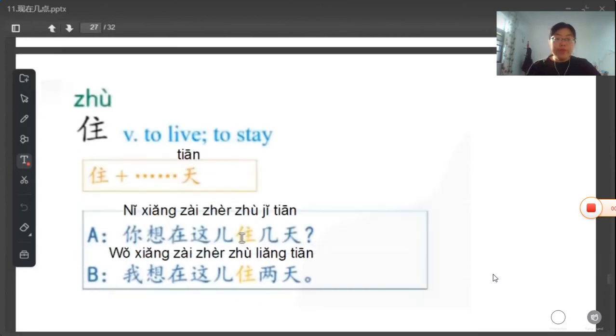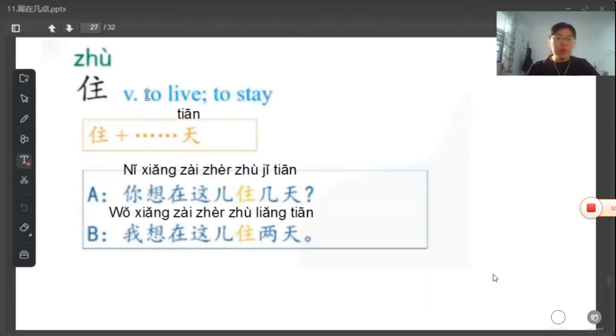住 means to live or stay. 你想在这儿住几天？How many days do you want to live here? 我想在这儿住2天。Here we should use 2 because 天 means day. 天 is used here as a measure word also, so we should use 2. 2 goes together with the measure word.